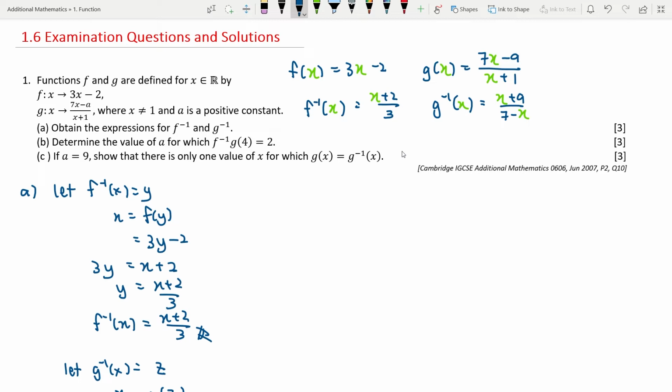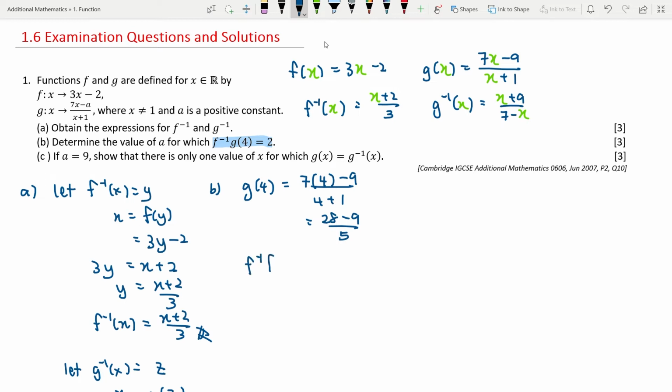B. Determine the value of a for which f inverse of g of 4 is equal to 2. Seems like we are going to use the function f inverse g only once in this question. I'm not going to find a general function for f inverse g, but instead I'm going to find the value of g of 4, then substitute into f inverse. g of 4 is equal to (7 times 4 minus a) over (4 plus 1). We have (28 minus a) over 5.